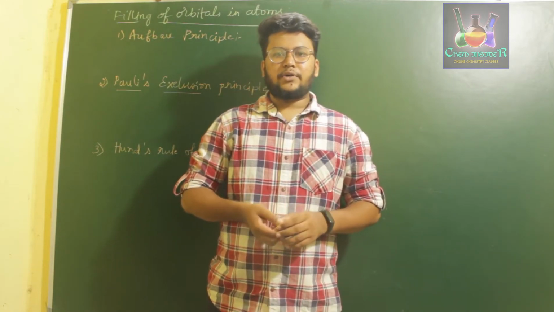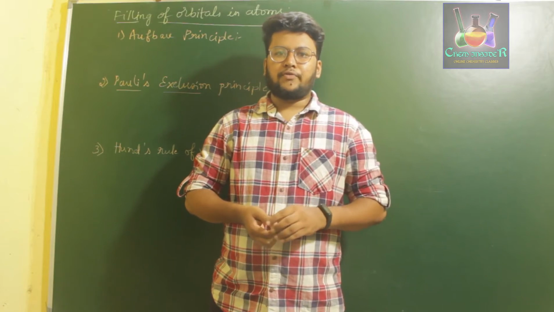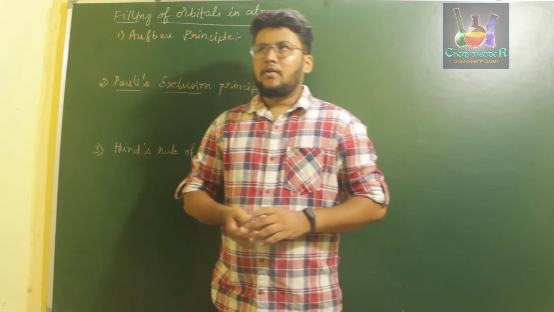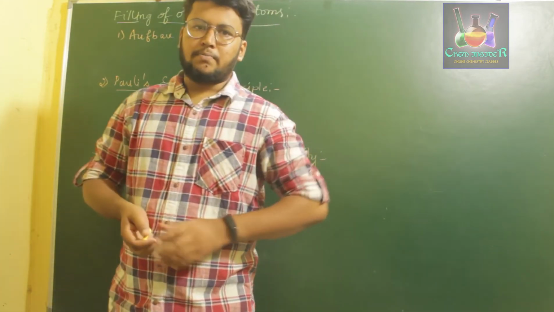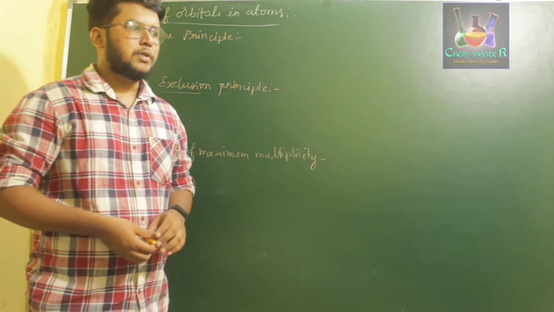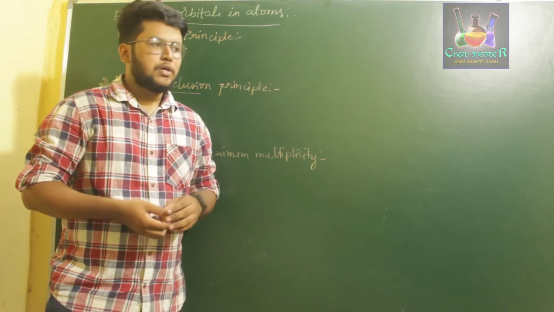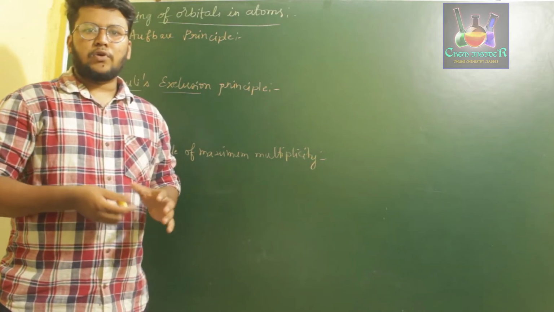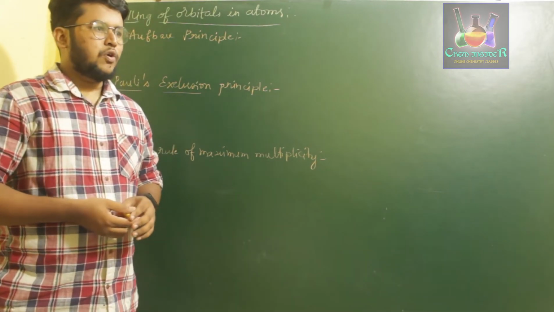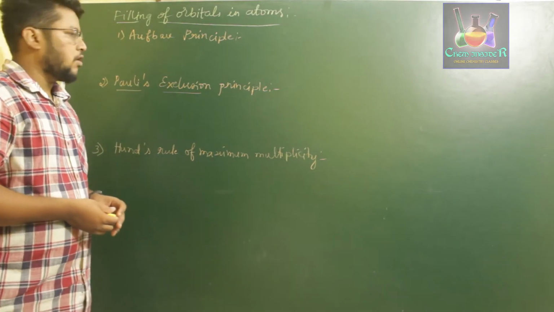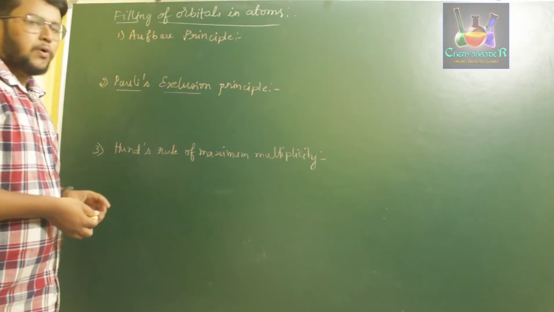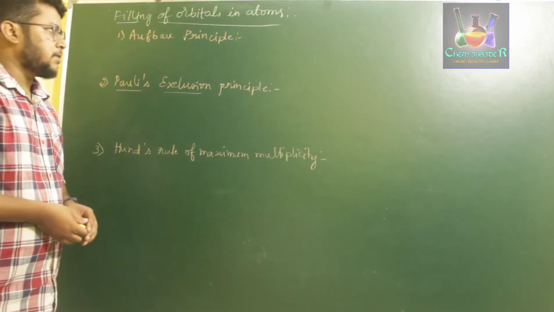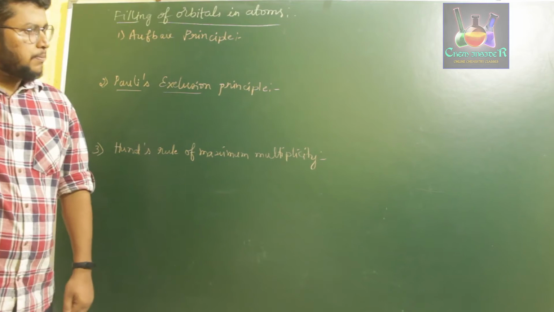So in today's class we are going to discuss how to fill up electrons in the orbitals of an atom. For that we start with the Aufbau principle. Aufbau means "building up" in German. If you have to fill electrons in given orbitals, you have to follow a certain set of rules. Those rules are: first, the Aufbau principle; second, Pauli's exclusion principle; third, Hund's rule of maximum multiplicity. So first, what is this Aufbau principle?